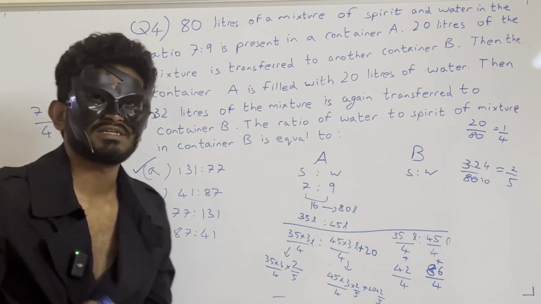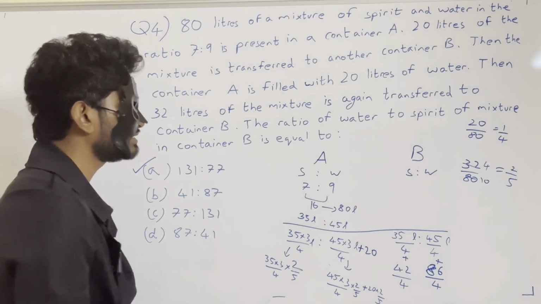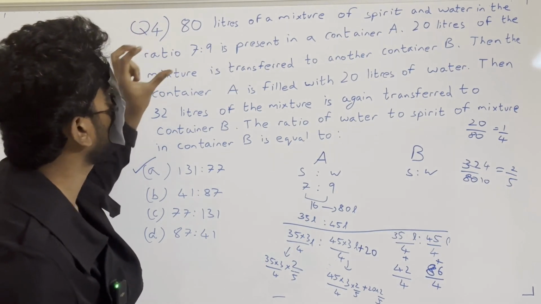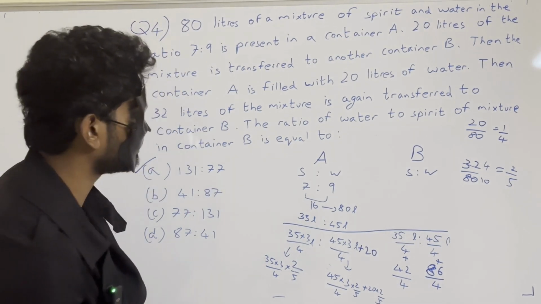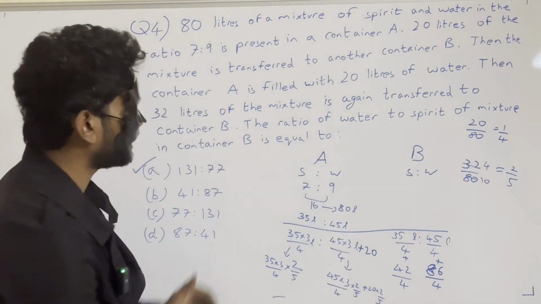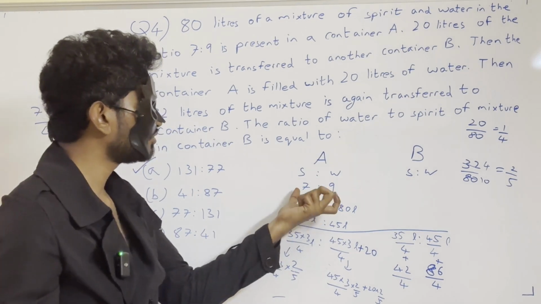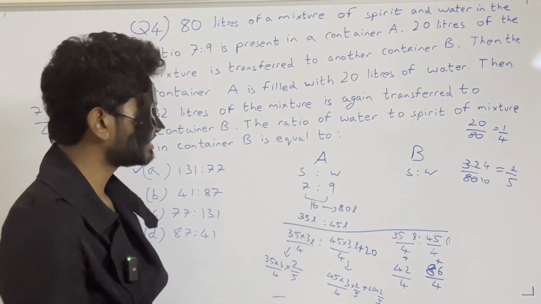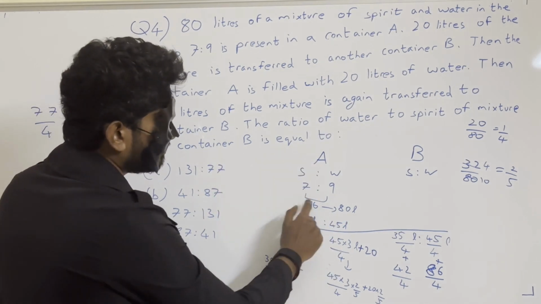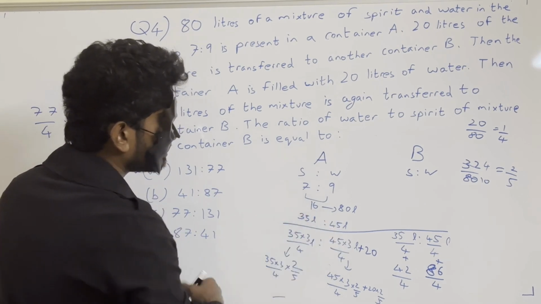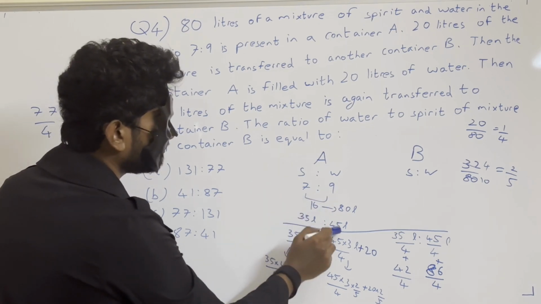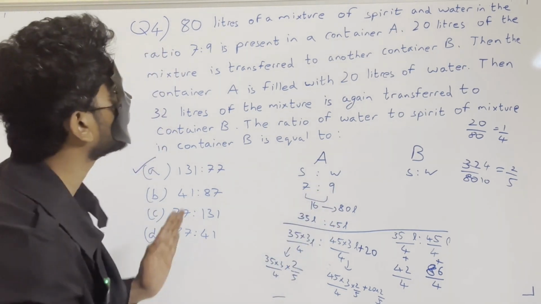So friends, here again I will be explaining clearly what we are doing. What he has given is the total mixture in A is 80 liters, right? And the ratio of spirit and water in that is 7:9. So the total value of 7 and 9 is 16. So 16 will be equal to 80 liters. So each fraction will be equal to 5 liters. So now we will be multiplying this 7 with 5 and 9 with 5. So we will get 35 liters of spirit and 45 liters of water present in that container A.